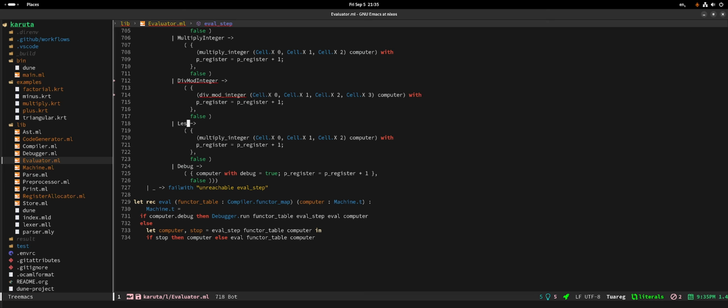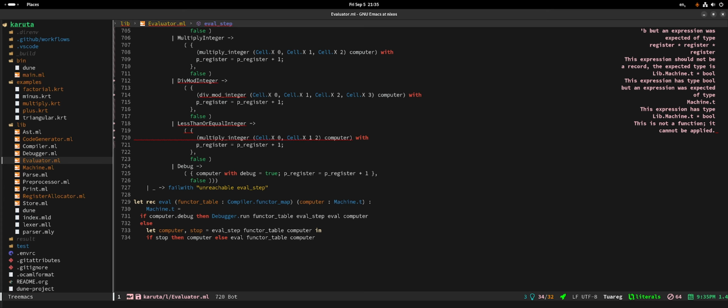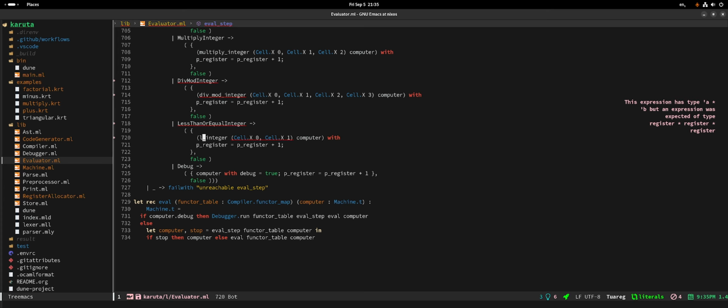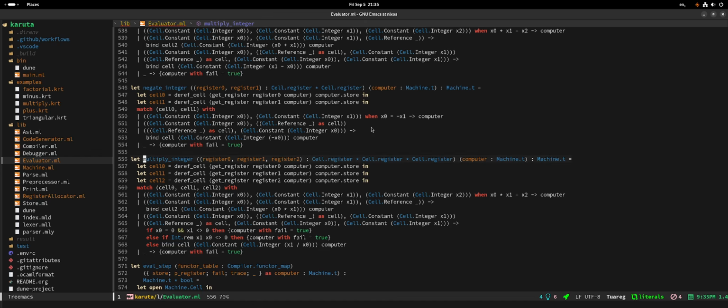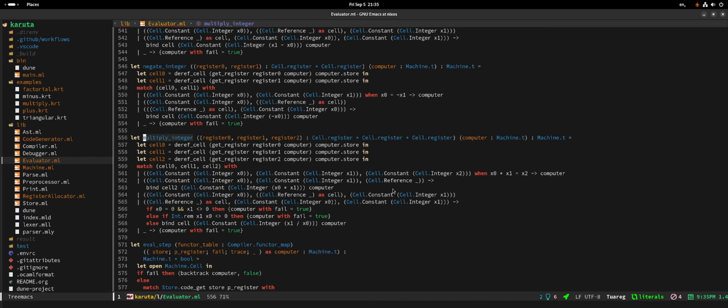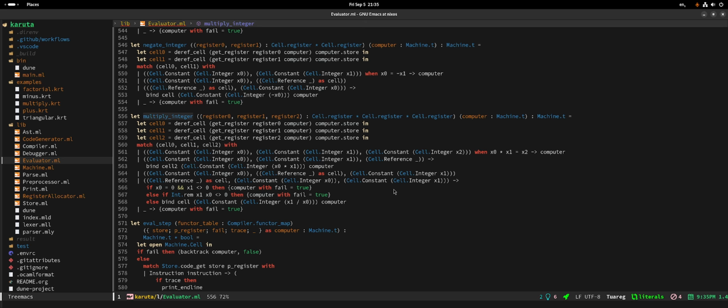And then we have less than or equal integer. And this takes only two things. And then we do less than or equal. Man, I would be very sad if the division operation in OCaml is not Euclidean. I have no idea if it is or not. It probably isn't. Euclidean division is sadly uncommon among programming languages.